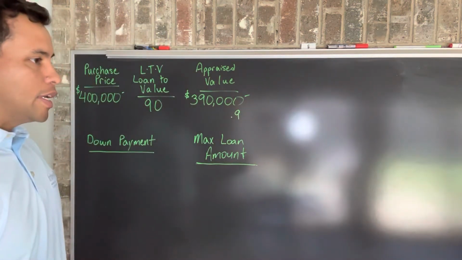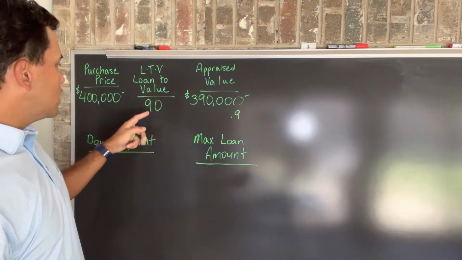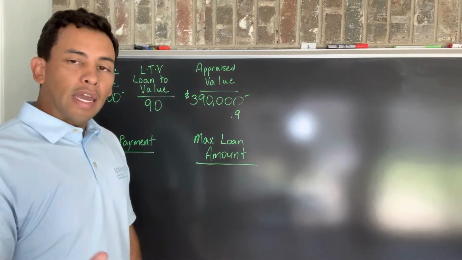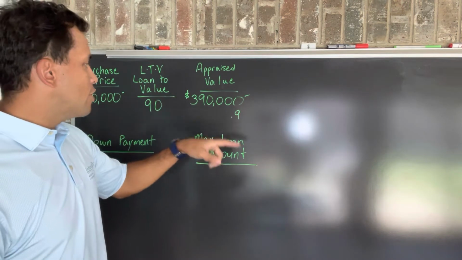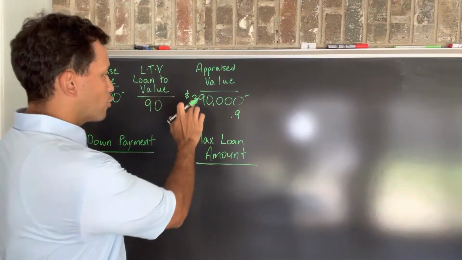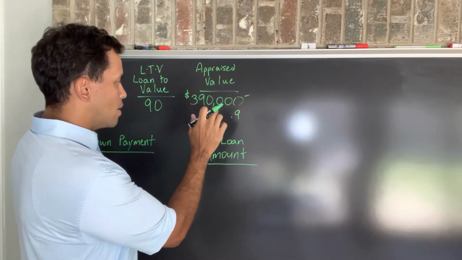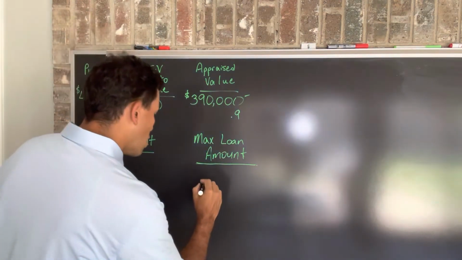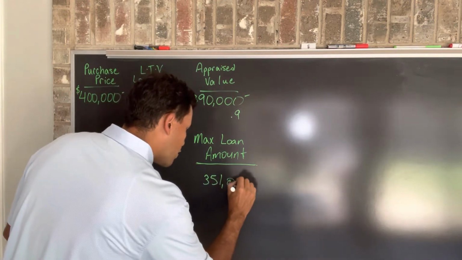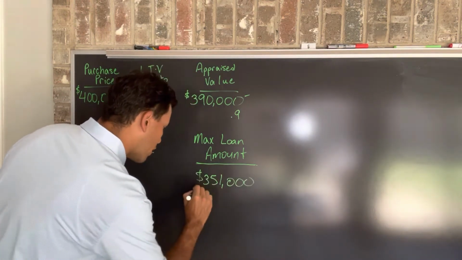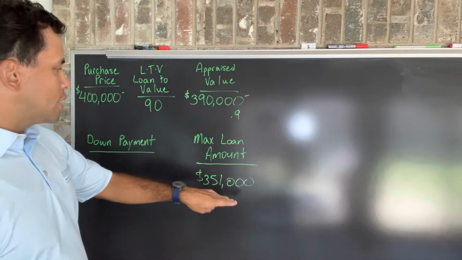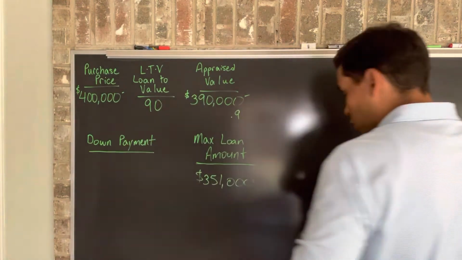If in your case you're doing an 80% LTV, then what you would write here is 0.8. Or if you're doing an LTV of 95, you would do 0.95, and you would multiply by your appraised value. So in our scenario, $390,000 times 0.9 gives us a maximum loan of $351,000.